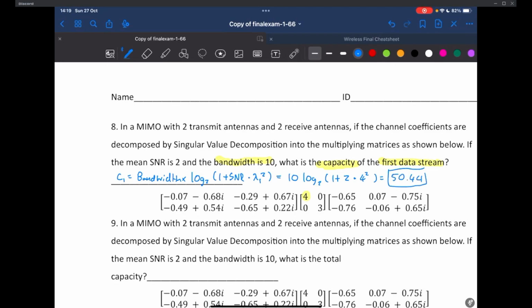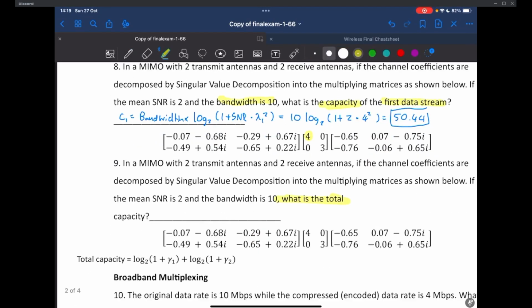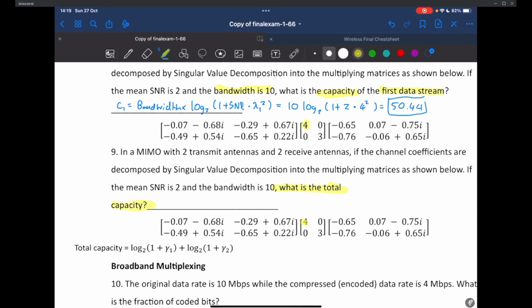Okay. Now, as for the second one, what is the total capacity? So total capacity here is just finding both the 4 and the 3. So we just add C1 and C2 together. So we repeat the same thing again here.